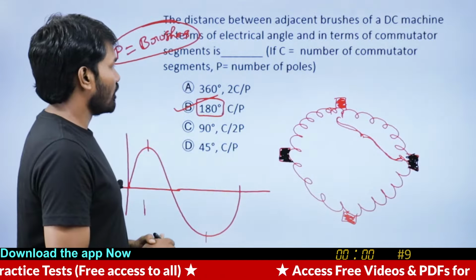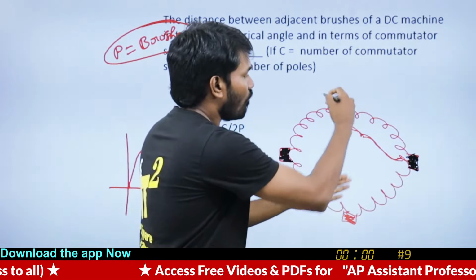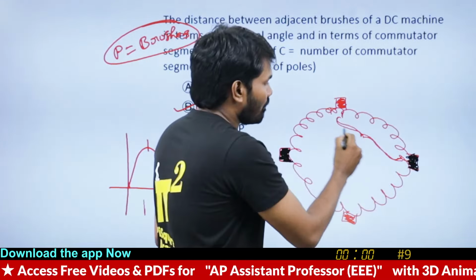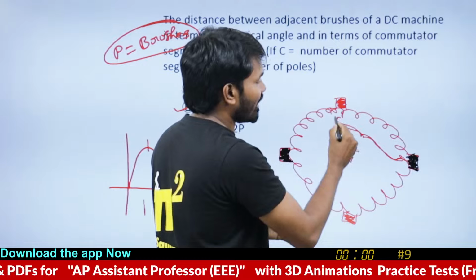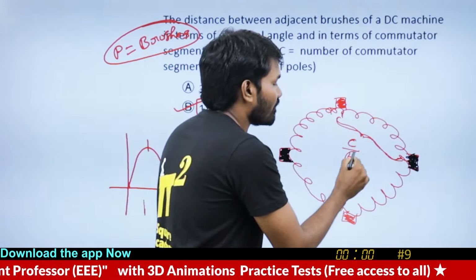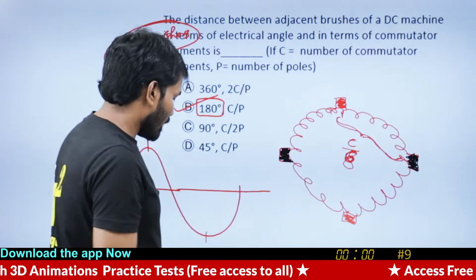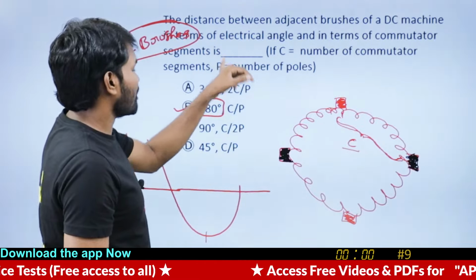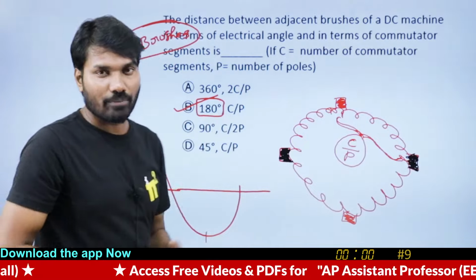Lap or wave. So in between these 4 brushes, total number of commutator segments are C. If there are 4 brushes, commutator segments by 4 is the distance. If number of brushes are 6, C by 6. If number of brushes are 8, C by 8. So how do you know the number of brushes? Number of brushes are dependent on P, so C by P. You can say it as 180 degrees or C by P.